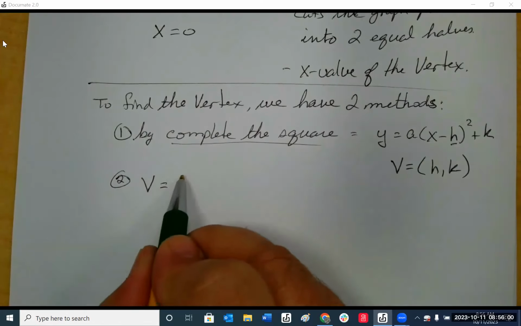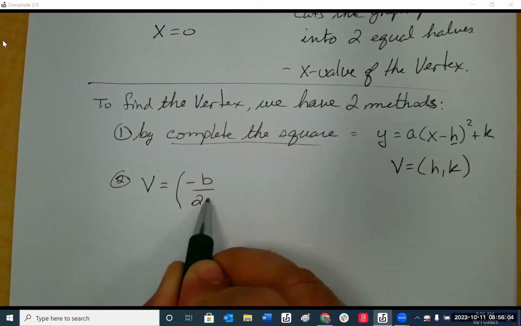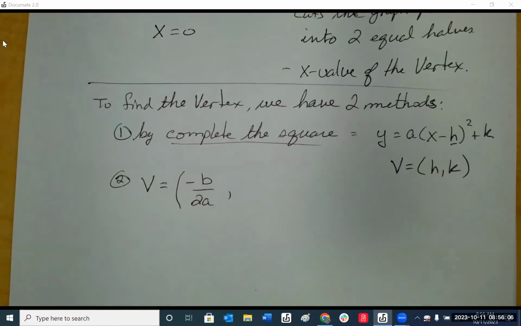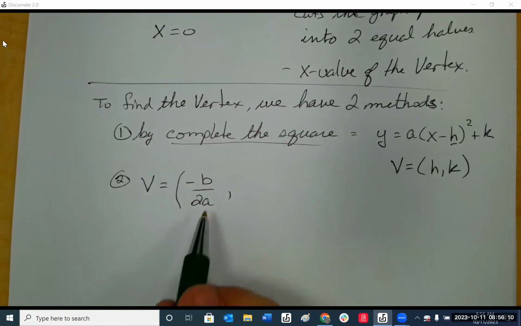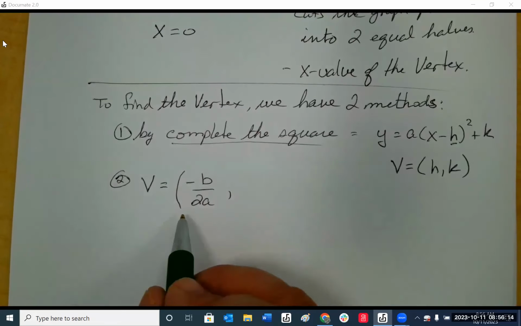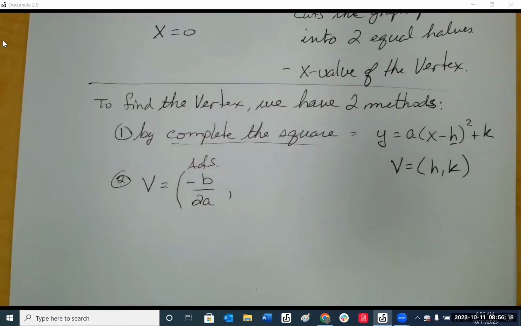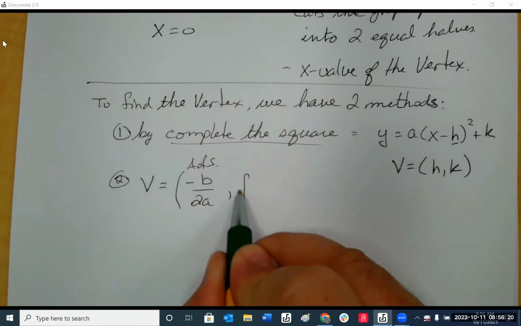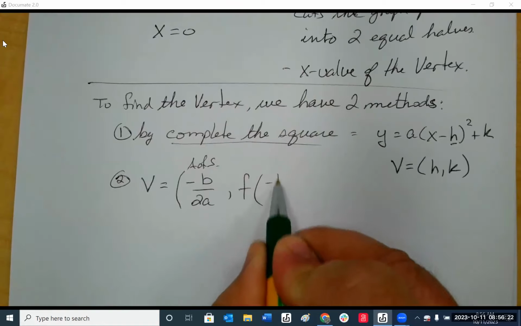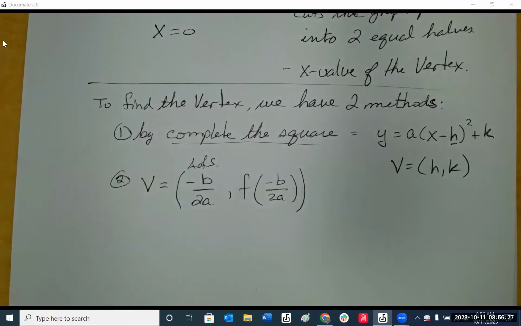We can use this formula, negative b over 2a. That's the X value. Once we find the X value, the axis of symmetry, we take that number and plug it back into our equation, and that finds our Y value of the vertex.